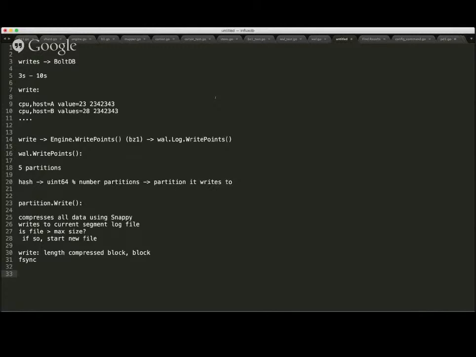Okay, so by the way, if any of you have questions, please unmute yourselves and ask. Okay, so now the question is, why do we have multiple partitions?